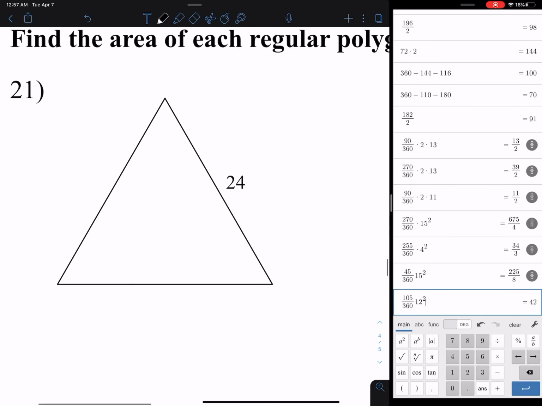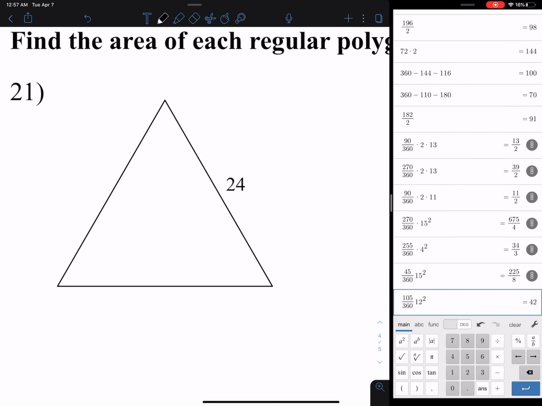Okay. Now, the area of regular polygons requires a little bit more work. I'm going to go through each of these, but from what I've seen on the homework, it seems like you guys are understanding it. I can see that you've done your work. So we're going to start with this one.